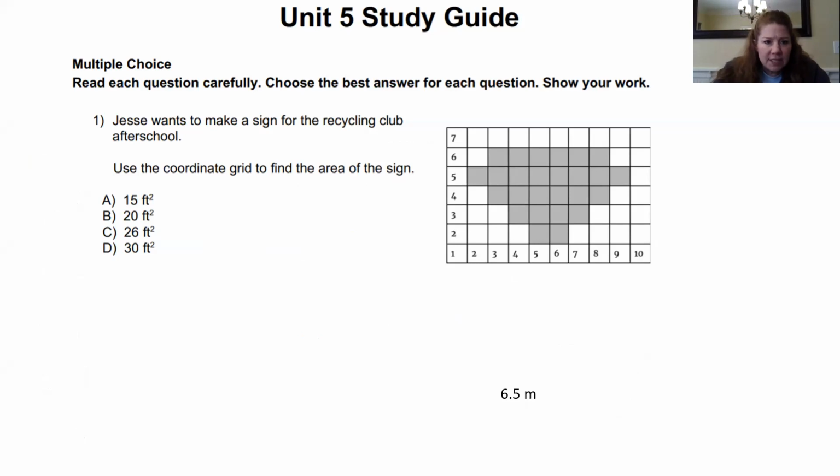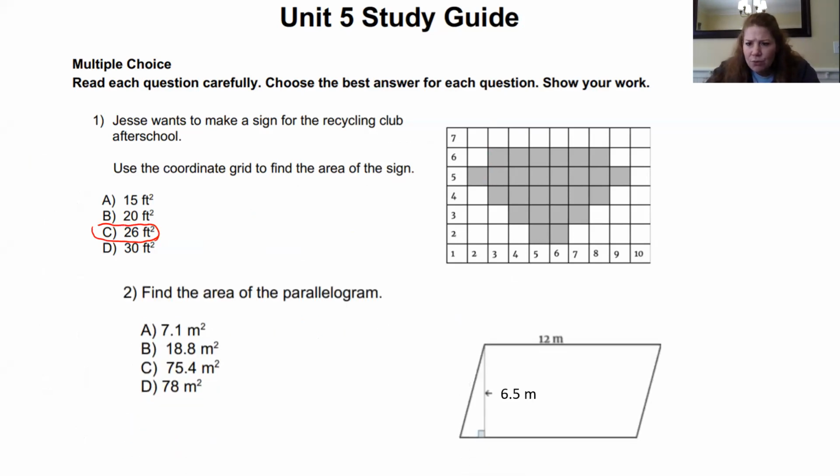All right, so number 1, it says Jesse wants to make a sign for the recycling club after school. Use the coordinate grid to find the area of the sign. So all we have to do on the first one is just count our boxes over here on the right. And I counted them and I'm finding 26. So the area of this sign is 26 square feet.